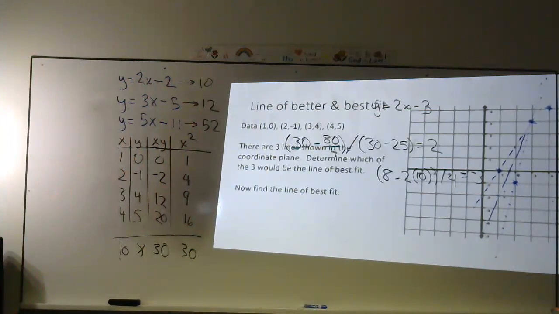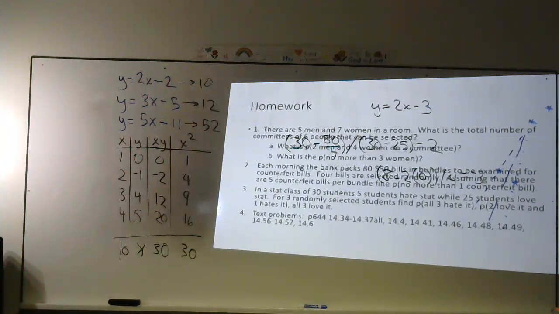And that pretty much wraps up our course. The homework will be a variety of some different kinds of problems. This will be your last homework assignment in here. And I've got the text problems down at the bottom for you to practice lines of better and best fit.